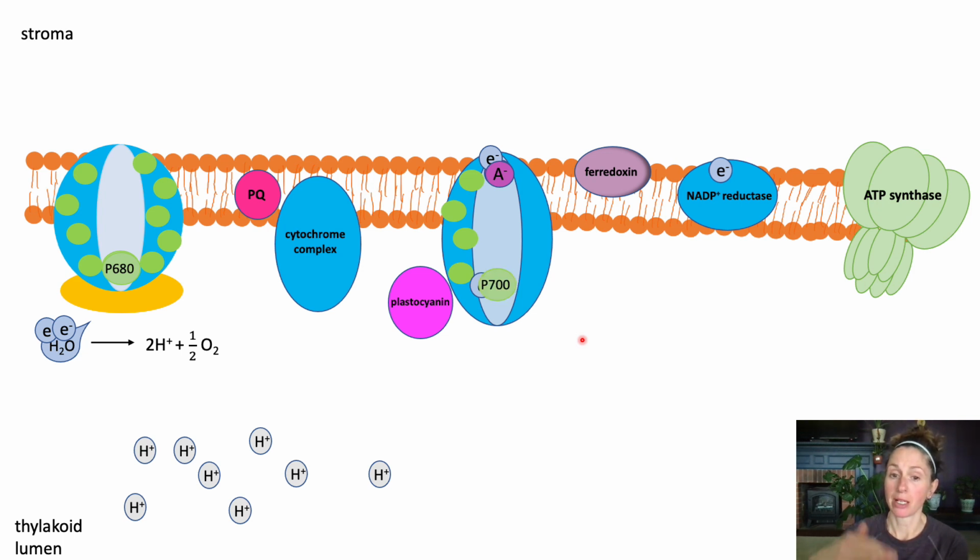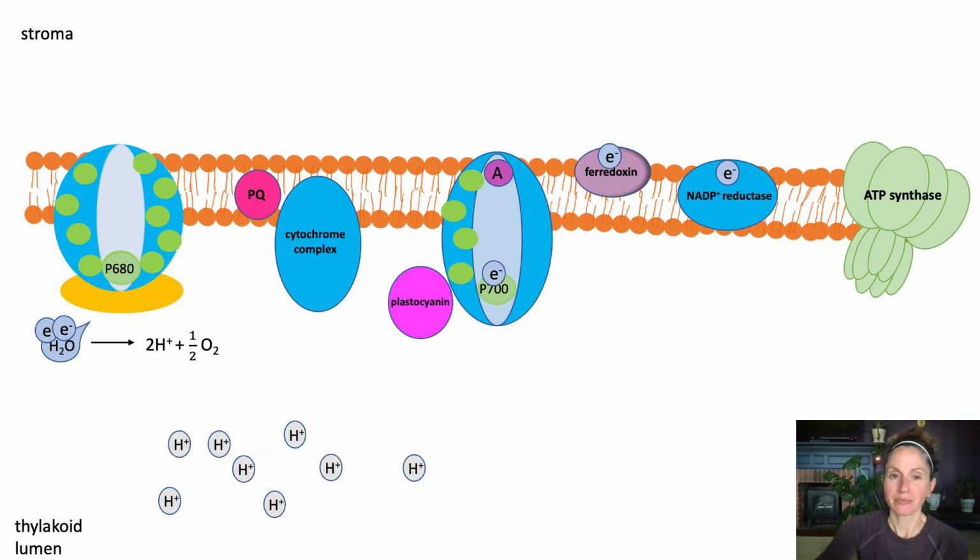Now P700 again is back to baseline. Now this electron is going to leave the primary electron acceptor, and again this would be continuous. We would see more than just two electrons moving through the system at once. And we aren't going to see the electron go to ATP synthase. We know that's not what happens. What we do see is the conversion of NADP to NADPH.